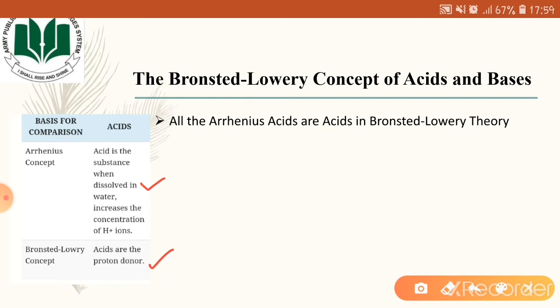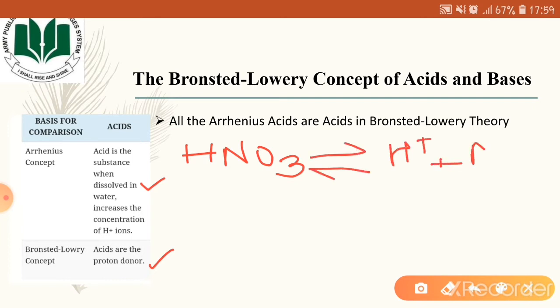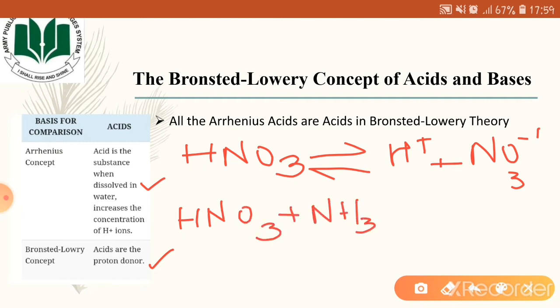So therefore, all the substances that are considered acids in the Bronsted-Lowry concept are also considered acids in the Arrhenius concept. For example, if we take nitric acid, when it is dissolved in water, it dissociates into hydrogen ion and the nitrate ion. Similarly, if this nitric acid reacts with ammonia, it results in the formation of ammonium ion and the nitrate ion.